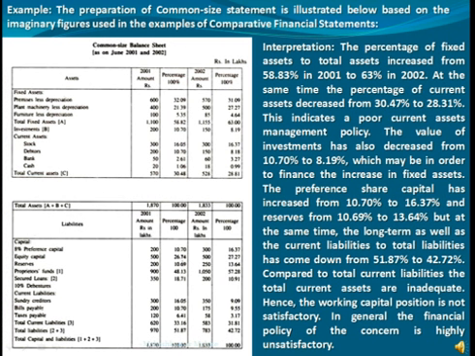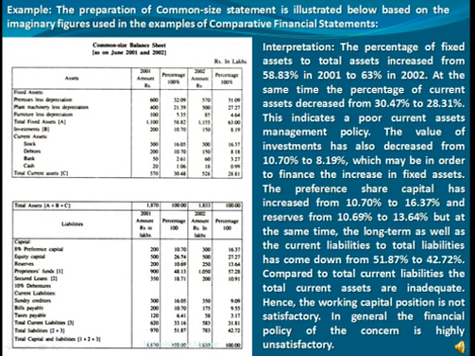Example: the preparation of common size statement is illustrated below based on the imaginary figures used in the examples of comparative financial statements. Interpretation: the percentage of fixed assets to total assets increased from 58.83% in 2001 to 63% in 2002. At the same time, the percentage of current assets decreased from 30.47% to 28.31%. This indicates a poor current assets management policy.